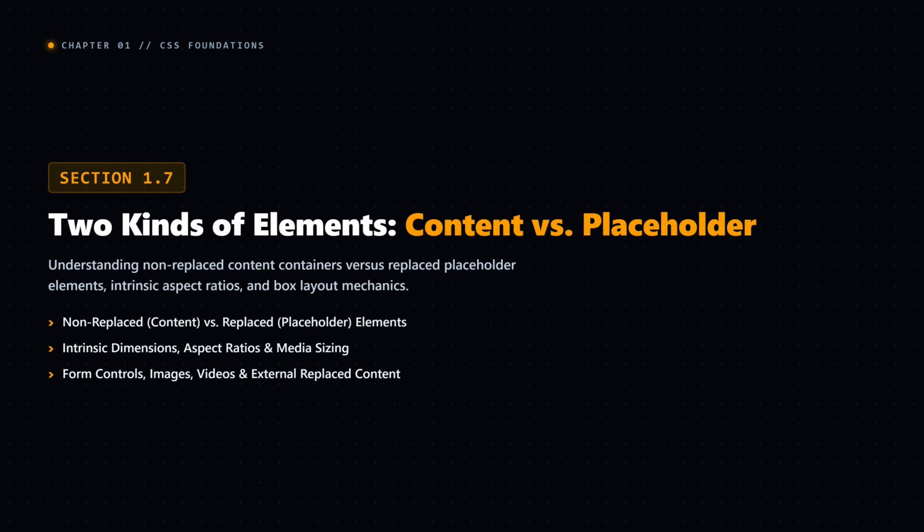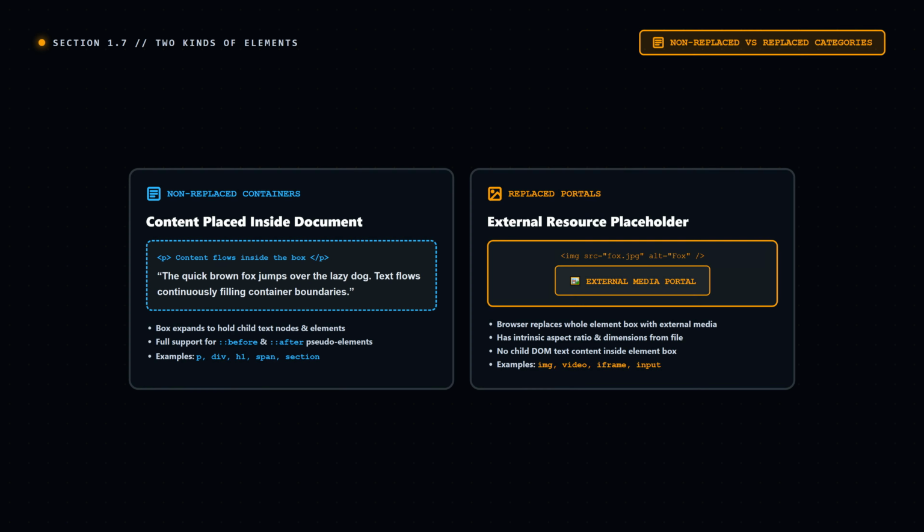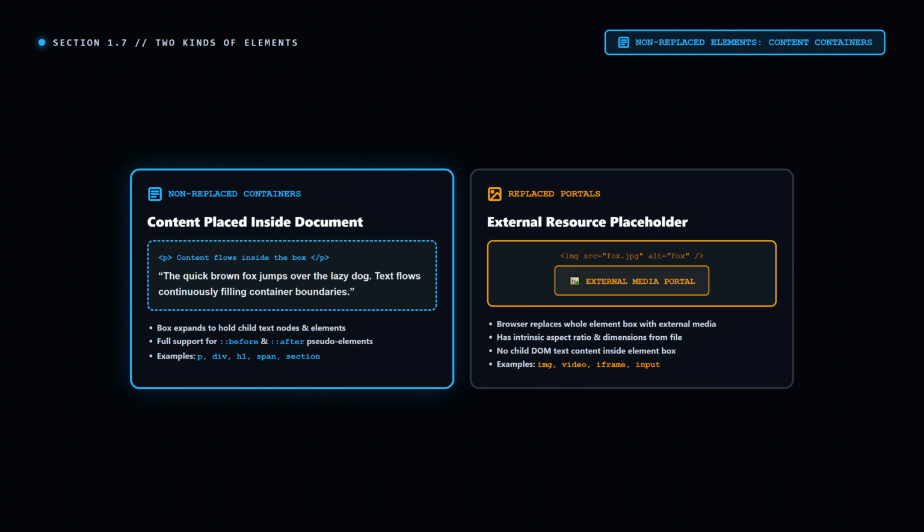Section 1.7, Two kinds of elements, content versus placeholder. The DOM tree we explored in the last section is filled with many kinds of elements, but from the perspective of CSS, they all fall into two fundamental categories: non-replaced elements and replaced elements. The distinction isn't about what the element means. It's about how the content gets into the box.